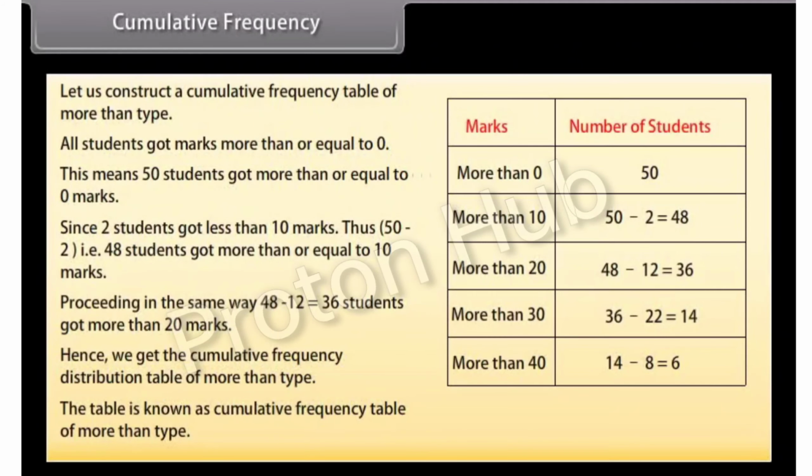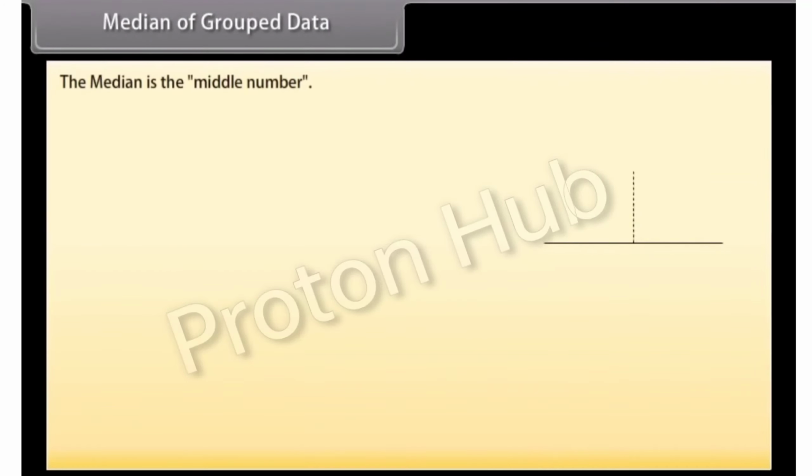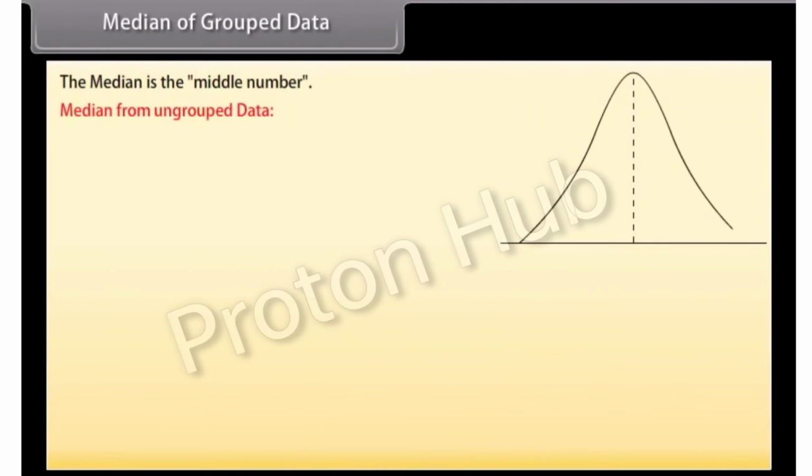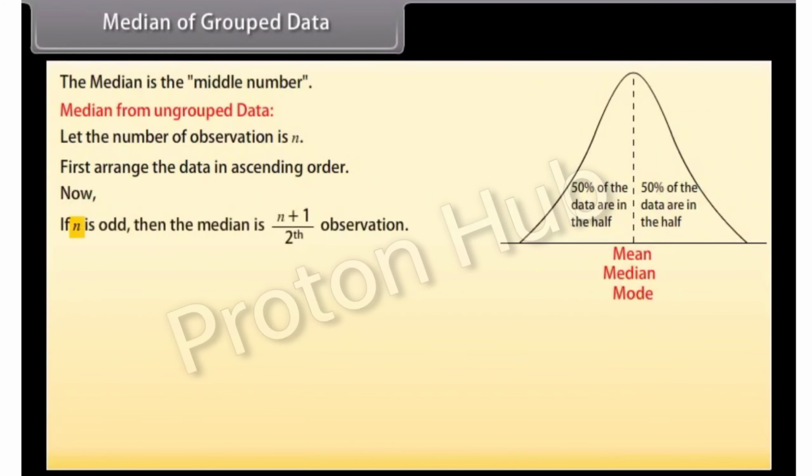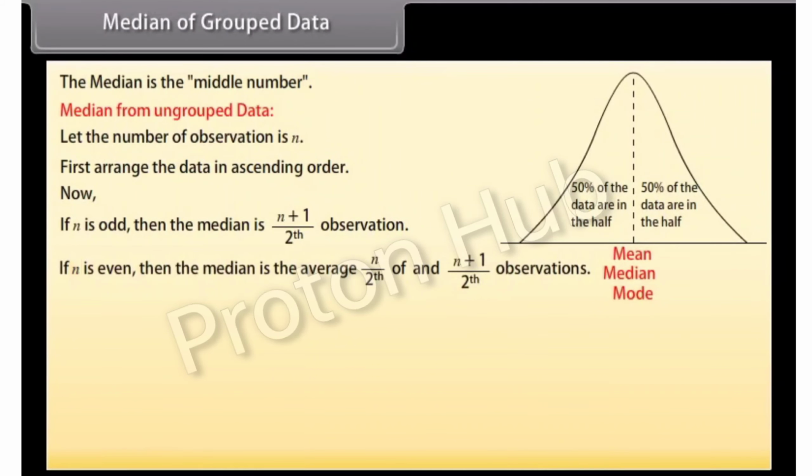Median of grouped data. The median is the middle number. Median from ungrouped data. Let the number of observations be n. First, arrange the data in ascending order. Now, if n is odd, then the median is the (n plus 1) by 2th observation. If n is even, then the median is the average of the n by 2th and (n by 2 plus 1)th observations.